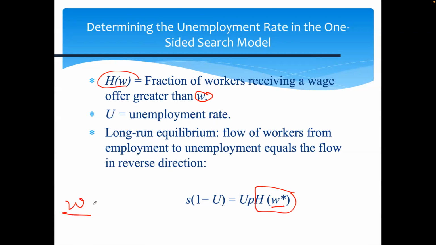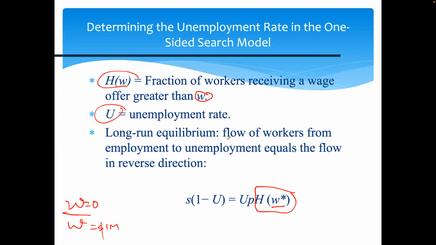Clearly, if W equals 0, this is going to be equal to 1, because every job is going to offer you some compensation. If W goes to a very large number, for example 1 million, then clearly this almost equals 0. For sure no one is going to offer you a job paying $1 million. So this is H of W. U, let's just denote as the unemployment rate. Now let's see what happens in the long run in this model.